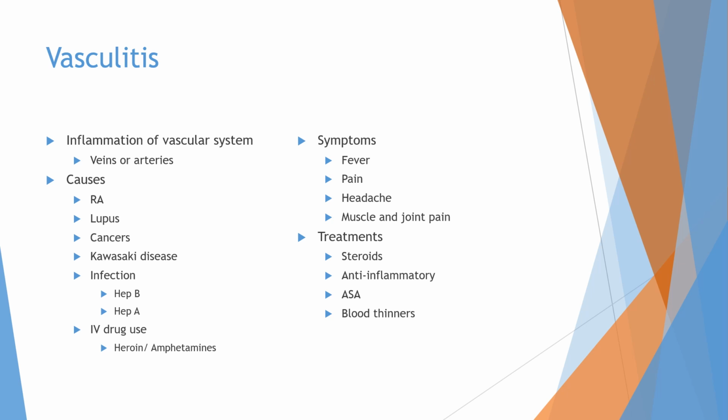So treatment is going to be steroids, anti-inflammatories, aspirin, and then blood thinners, right? Because with that inflammation of our vascular system, our endothelial cells get inflamed, and they can start having injuries, so we can start forming little microclots, which can then cause a thrombus and all sorts of problems.